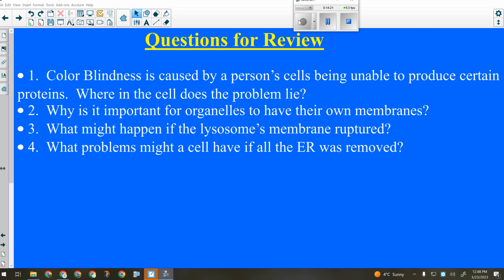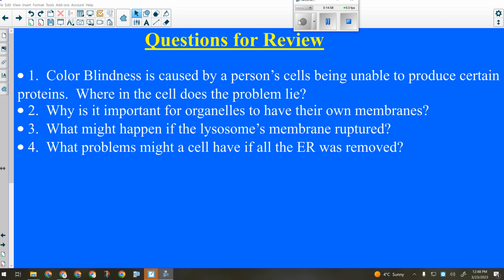Okay, let's have a look at these. So, color blindness is caused by your cells being unable to produce certain proteins. Where's the problem? Because it's certain proteins, it's probably not the ribosomes. If the problem was with the ribosomes, your cell wouldn't be able to produce any proteins. Okay, so it's the certain part that kind of eliminates ribosomes as the problem. Okay?